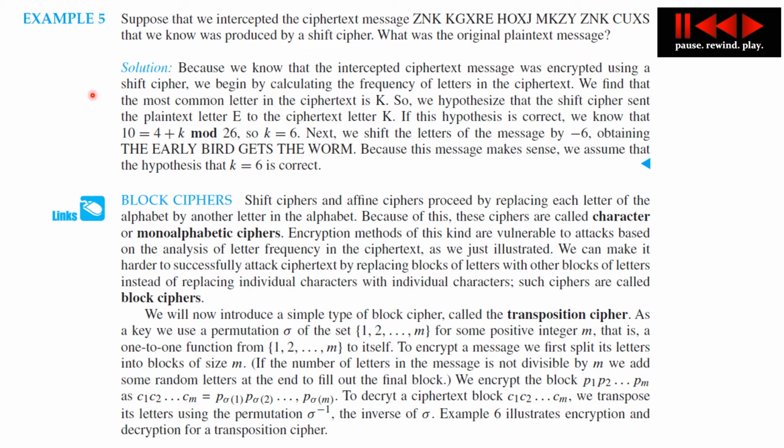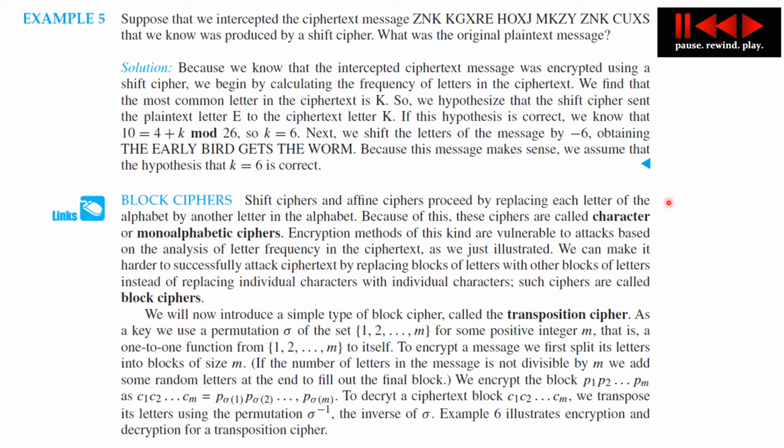Let's see how you did. Okay, so we start looking at it and we can say, well, the most common letter, and you have to spend some time doing that, but the most common letter in that is K. So we hypothesize that the shift cipher sent the plaintext letter E to K. If that's true, then we can say that 10, which is K, is equal to 4 plus k. E was 4. Mod 26, so k is 6. If we use k to be 6 and invert that, we get "the early bird gets the worm." Because this message makes sense, we assume that the hypothesis k equals 6 is correct.